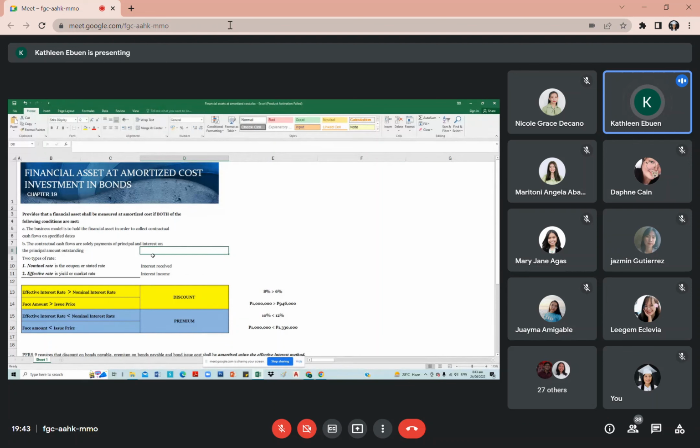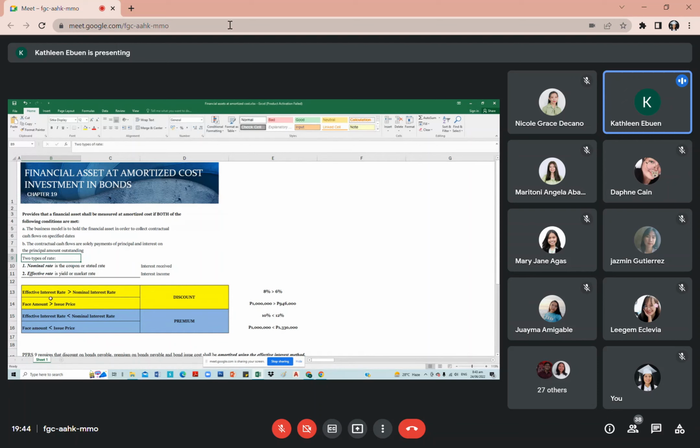And sa interest payment class, meron tayong dalawang rate. We have the nominal tsaka effective rate. Yung nominal rate, so familiar na kayo dito, ito yung tinatawag din natin na coupon or stated rate. So, ito yung rate na nakalagay sa bond certificate. At ito po yung babayaran ni debtor sa kanyang creditor. So, ito din po yung ginagamit natin to compute for the interest received. Yung effective rate naman is yield or the market rate. So, ito yung ginagamit natin to compute for the interest income.